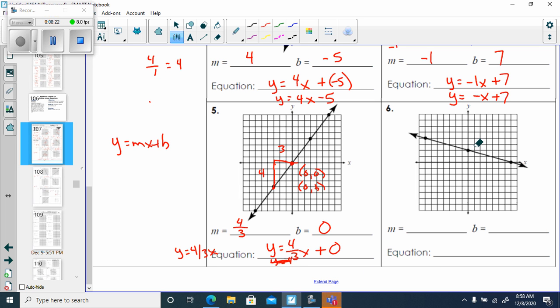And how about this one? Okay, for our m, we're looking for slope. We choose 2 points on grid lines, and we draw a right triangle. I am going down 2, and I'm going in the positive direction 1, 2, 3, 4, 5, 6, 7, right? Down 2 over 7. What is my b? My b is where it crosses the y-axis, and this is at 2, correct? Y is equal to negative 2/7 x plus 2, okay?